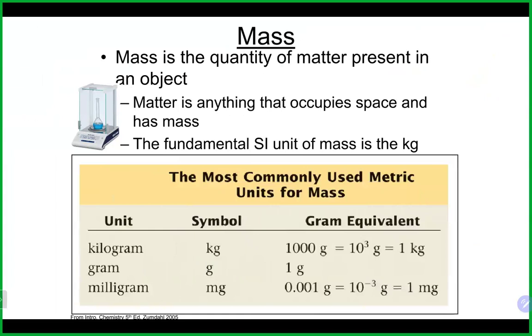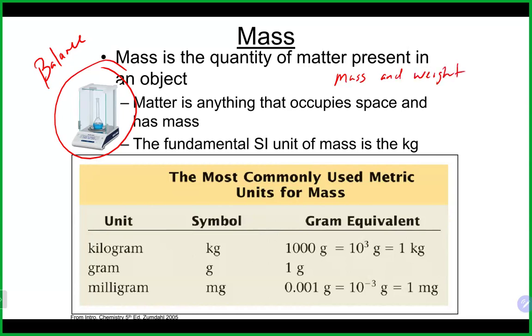Mass is the quantity of matter that is present in an object. Matter is basically anything that occupies space and has mass. As we mentioned before, the SI unit for mass is kilograms. We oftentimes will use a device like this, which is a balance, which is basically a scale that we use to get the mass of an object. There is a difference, by the way, between mass and weight. And the difference is one takes into account the force of gravity. One's independent of that.